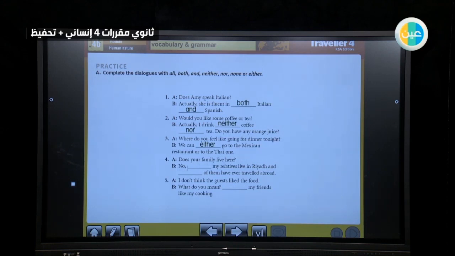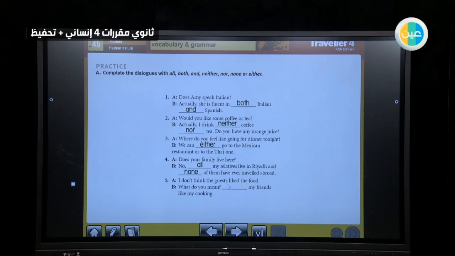Does your family live here? No, my relatives live in Riyadh and none of them have ever traveled abroad. So here we can say, no, all my relatives live in Riyadh, and we are talking about more than two, and none of them have ever traveled abroad.